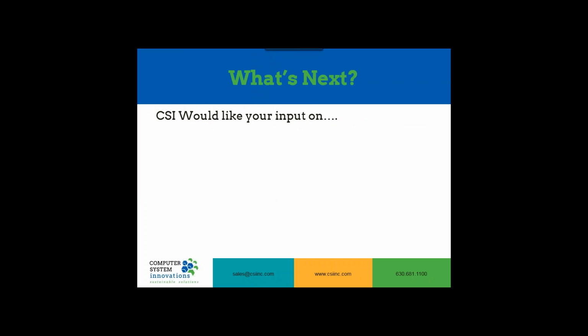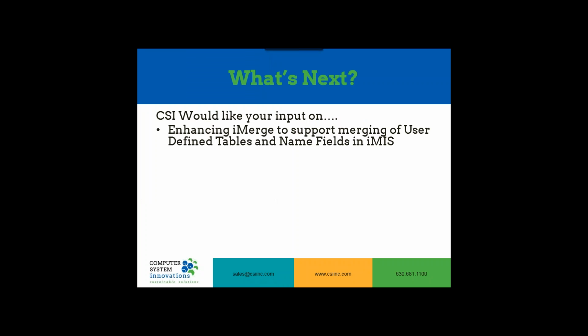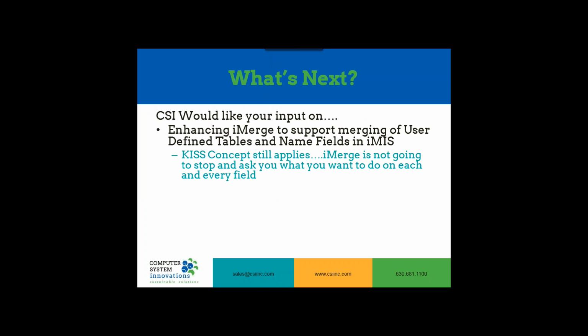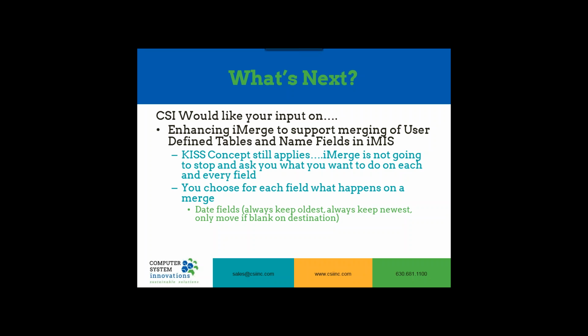We'd like your input. We think there's a cool way to enhance iMerge to support merging of user-defined tables and fields in IMUS. But remember, we want to keep it simple. We don't want it stopping and asking you, Zach's got a spouse on his one record, not on the other record, what do you want to do, right? So what we're thinking is you choose each field, so spouse, or let's just say certification date. And if it's a date field, you can say, always keep the oldest, always keep the newest, or only move if blank. If it's a text or numeric, we could say move if blank on destination or always move.